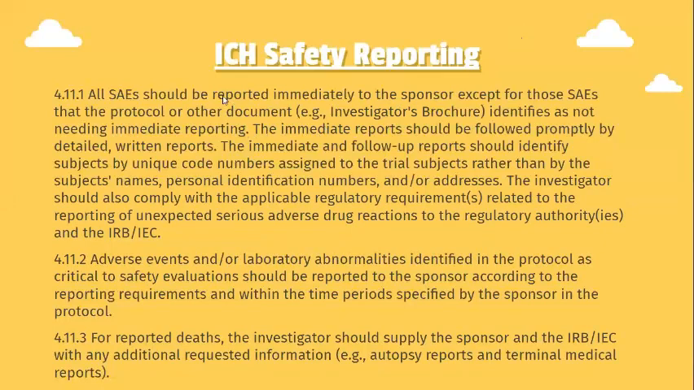Okay, so the first sentence is about finding out about the SAE, and then the immediate report should follow promptly with detailed written reports, right? So the first one is more like the initial communication. The second sentence is alluding to creating very specific reports, and we'll see an example. And then the immediate and follow-up reports should identify the subject by unique code numbers, right? So you don't want to give away the subject's name or address, because that will unblind. They're not supposed to know the subjects, so they have to be careful about that.